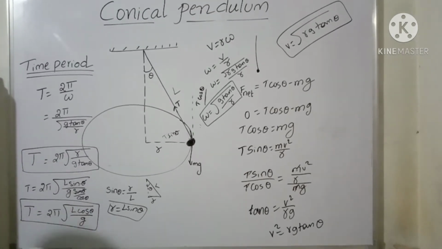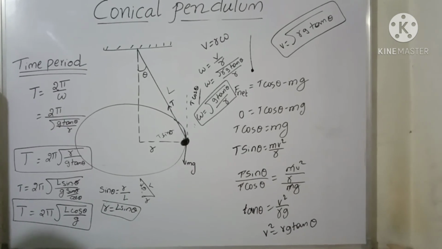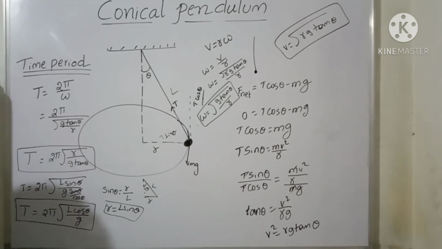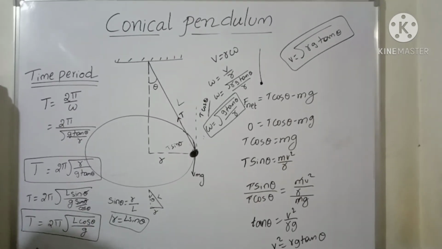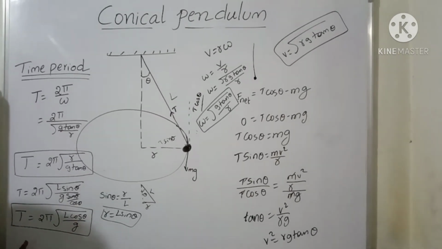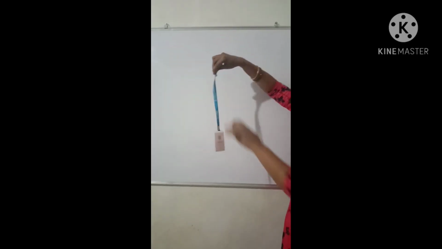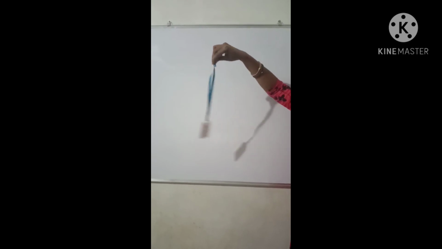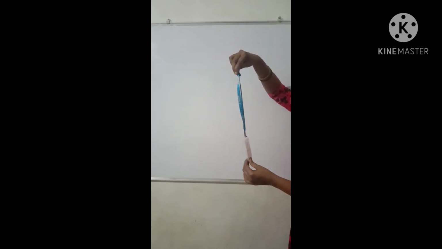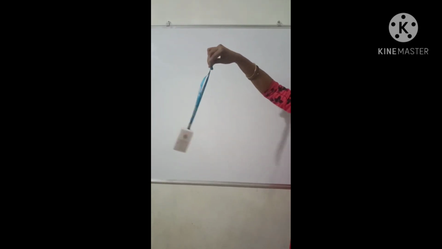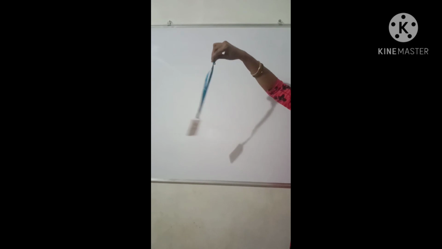So in this whole construction we found the linear speed of the pendulum, the angular speed of the pendulum and the time period of the pendulum. This is about the conical pendulum. Here I will show just for understanding. The ID card is like a mass tied with a string. It is moving in a horizontal circle. In this case we want to find the linear speed, angular speed and time period.